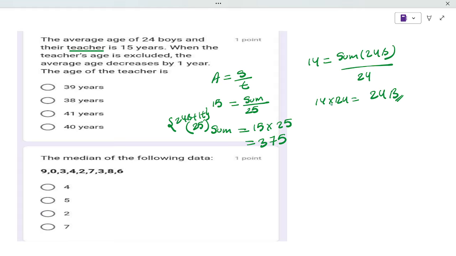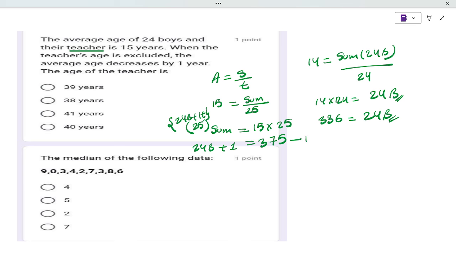Then 14 into 24 will give us 240 and then this one will give, okay, 336 multiply. So this is for the 24 boys. So now 375 is for the 24 boys and the teacher. So this is for the 24 boys and the teacher.